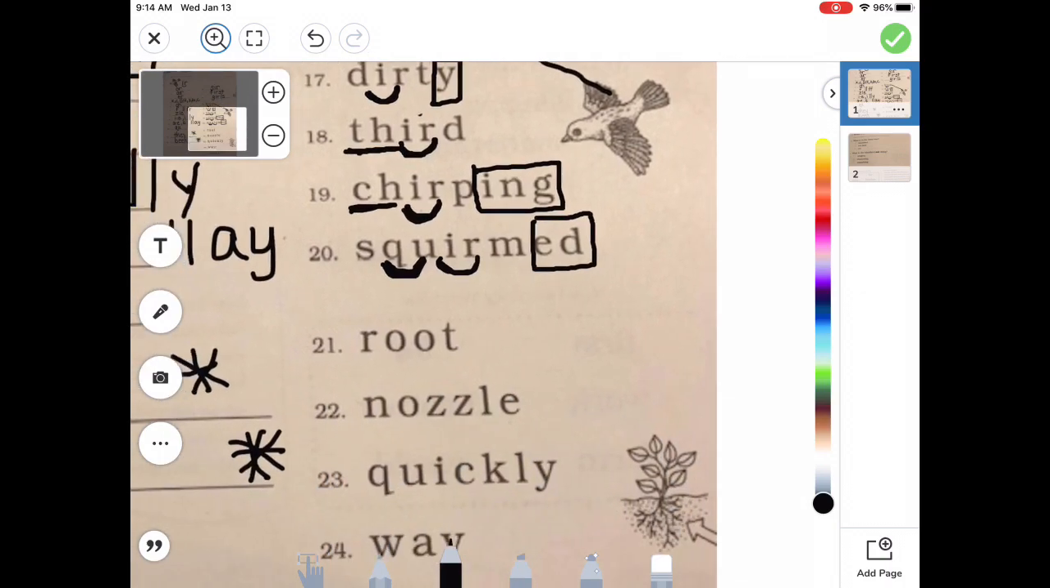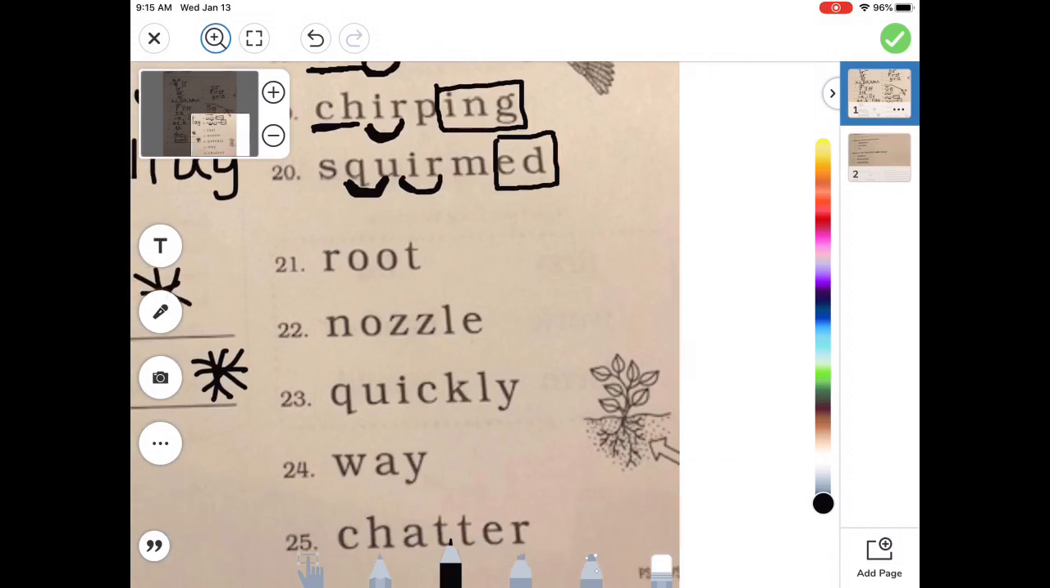All right, on 21, how would I code 21? What do you see? I've got that OO in the middle, so I need to underline it because it's a digraph. It goes together. Remember, OO can make two sounds. Let's try it with the first sound: r-ut, root. Does that make sense? No. What about root? Root makes sense. Very good. So I have the word root.